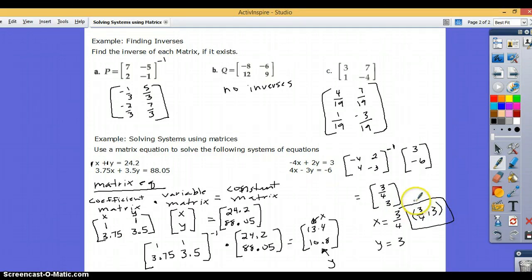Alright, that's this lesson. This is going to make your test a whole lot easier. If you have a question about this, a lot of your systems of equations can be solved this way. You just have to make sure that all your variables are on the same side.